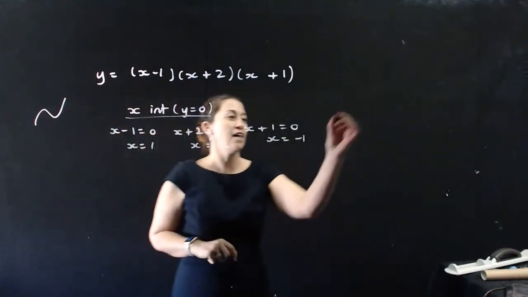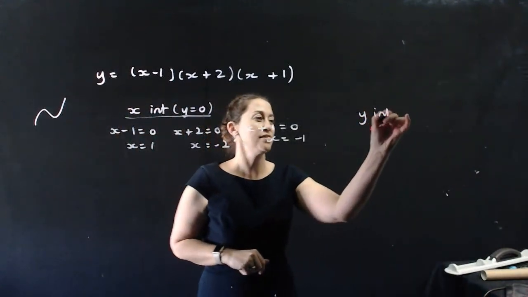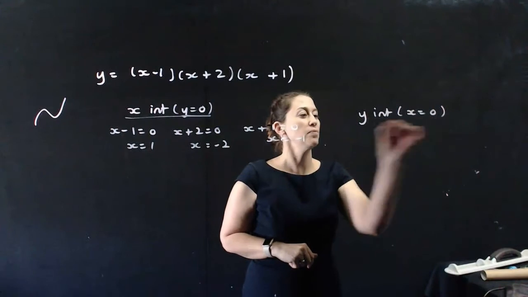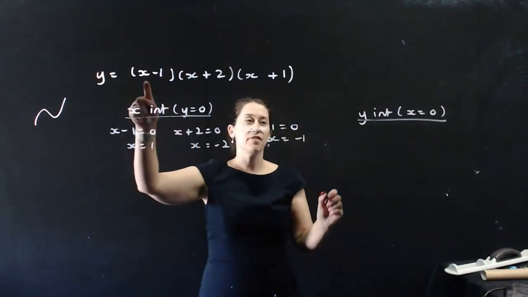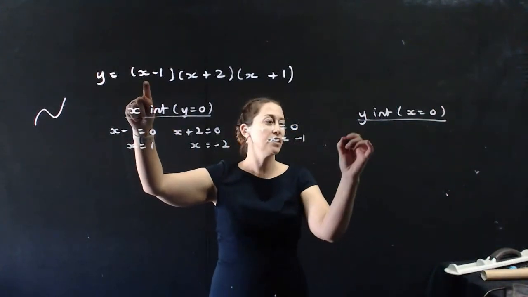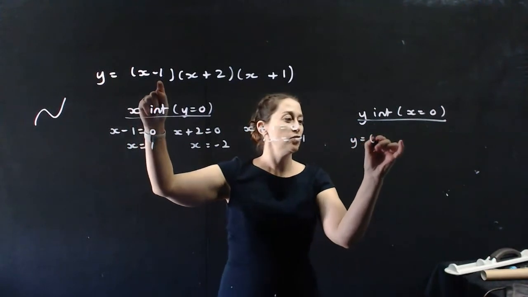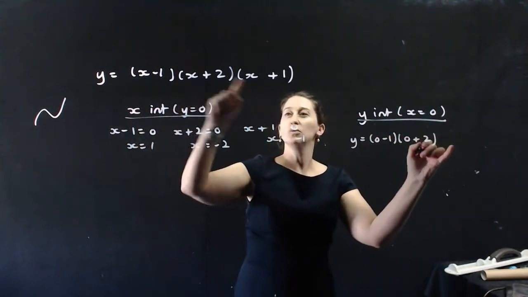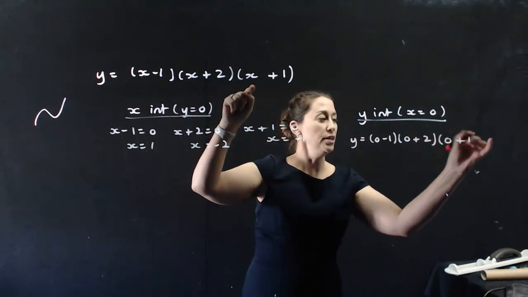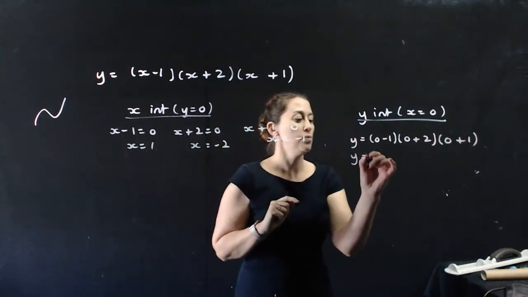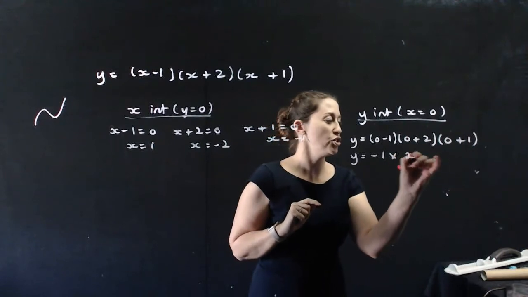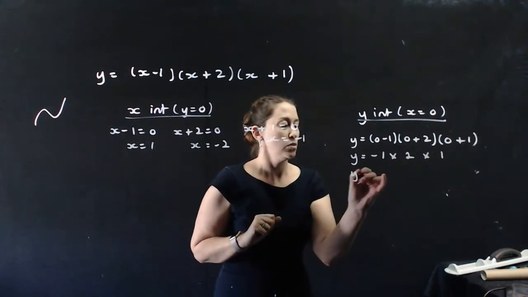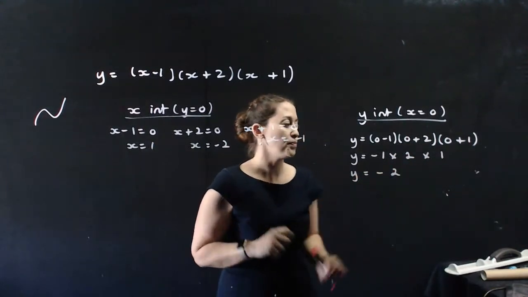Let's have a look at the y-intercept then. The y-intercept occurs when x equals 0. So let's put 0 in for x. Okay, so y equals 0 minus 1 multiplied by 0 plus 2 multiplied by 0 plus 1. So working that out, minus 1 multiplied by 2 multiplied by 1, y equals negative 2.